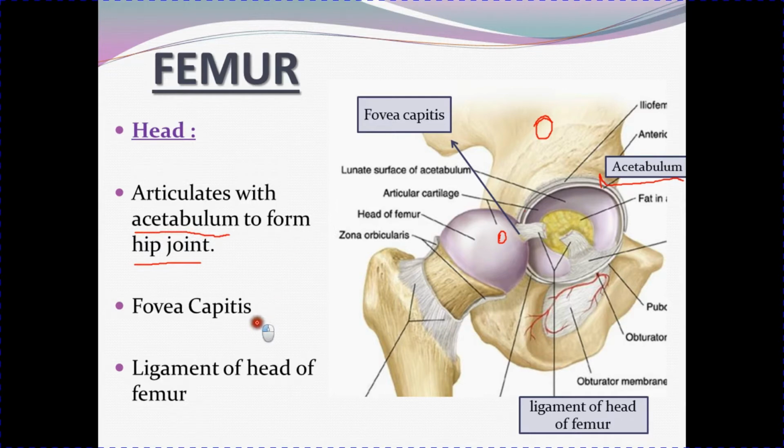The head has a small depression which is called the fovea capitis. You can see over here that the head in the center has a small depression called the fovea capitis. This fovea capitis gives attachment to a ligament which is called the ligament of head of femur. This ligament is attached to the acetabulum of the hip bone.